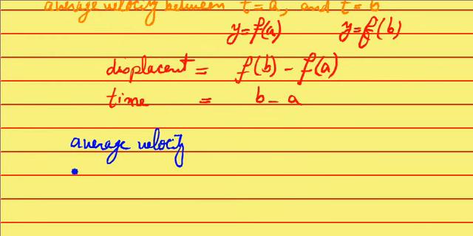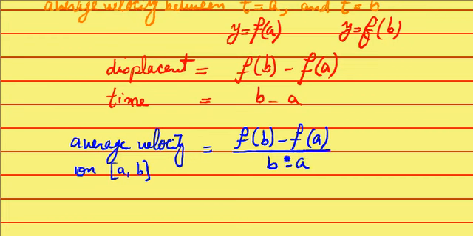So now you have the average velocity calculated on the interval from, say, a to b. That is f of b minus f of a divided by b minus a. Does this remind you of anything? Well, that is really just the definition of the slope of the secant line we had at the very beginning. So average velocity and slope of the secant line are the same thing.